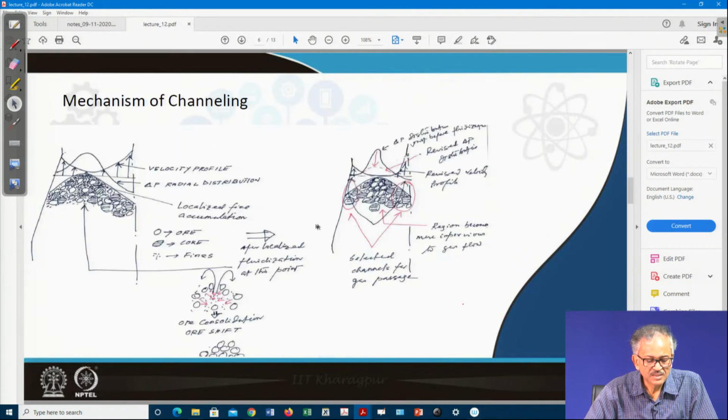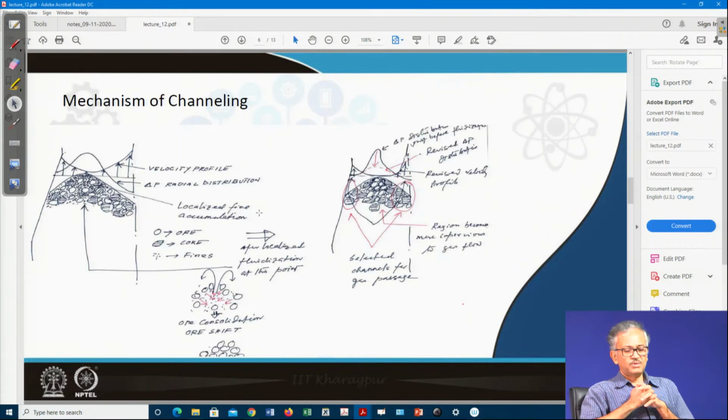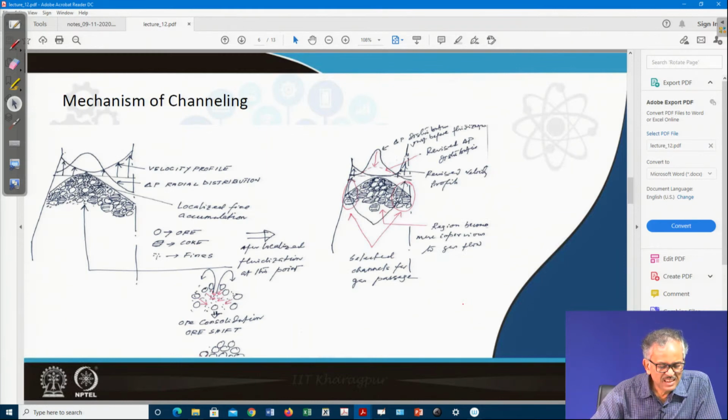So, this is, pictorially, what I tried to show as the mechanism of channeling. Across the cross section I have tried to show the permeable region. You can see the fines concentration is less near the center and also near the periphery, and these are the more permeable regions. The gas is also flowing to the central region, but not to a very high extent. It is a comparatively lower flow rate, because some resistance is there.